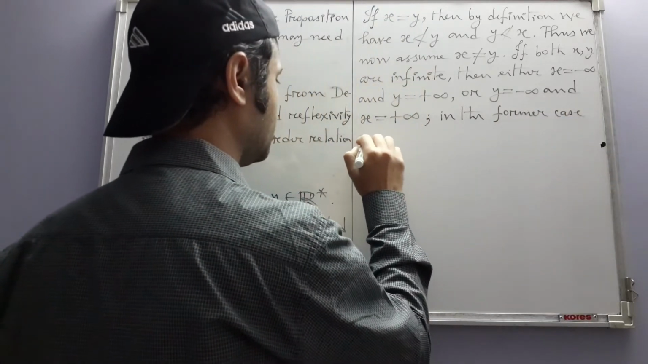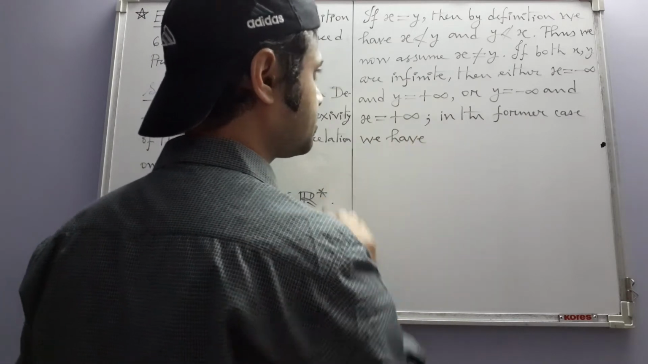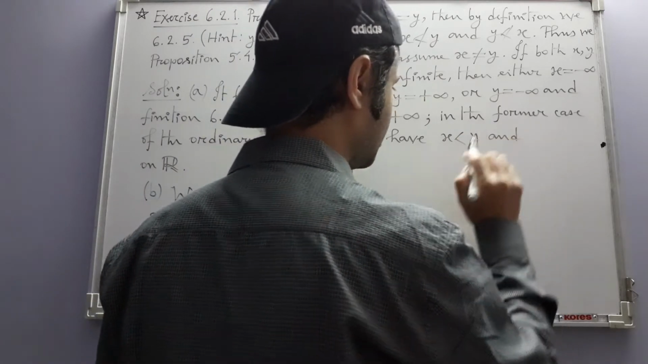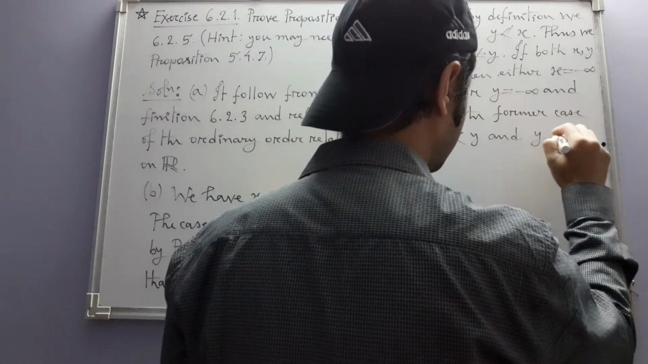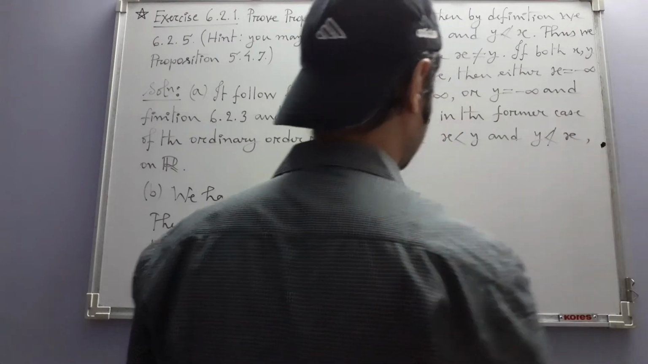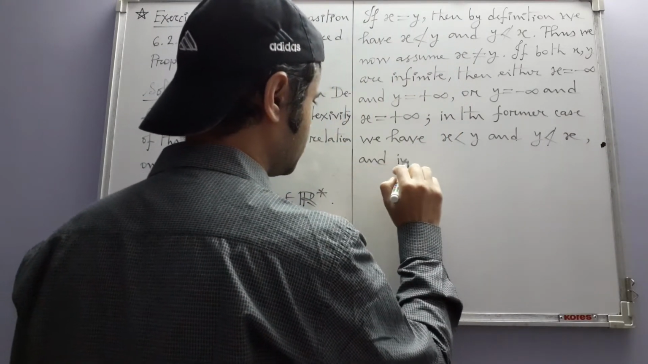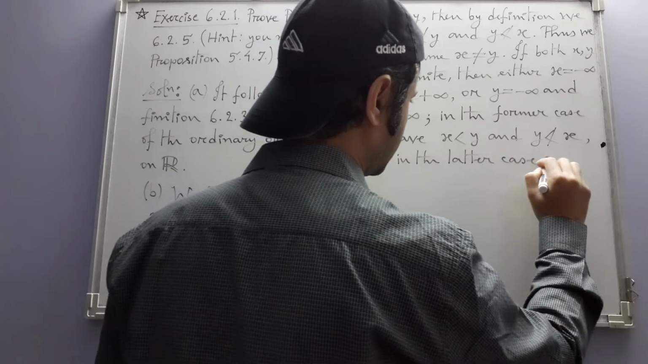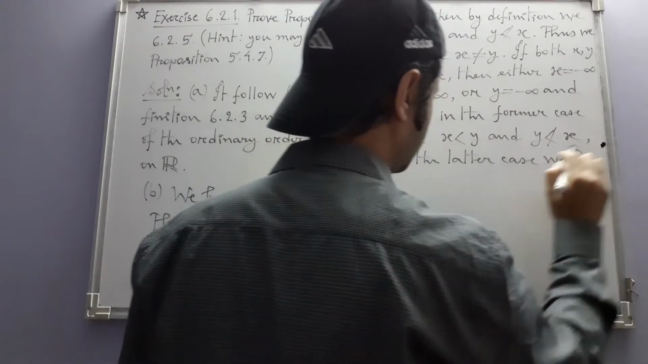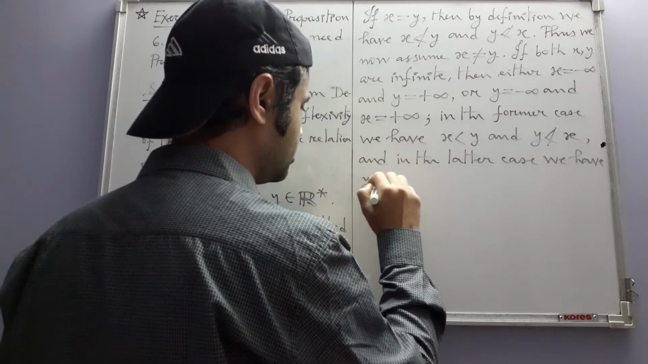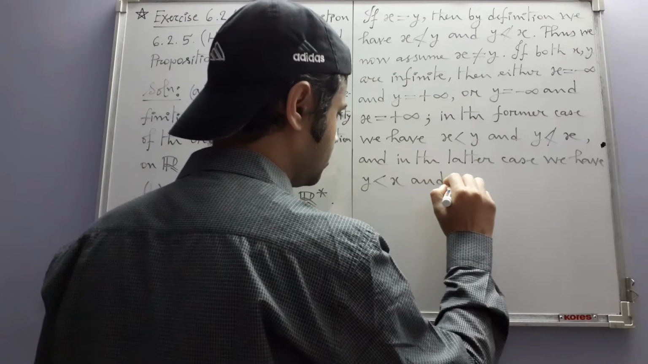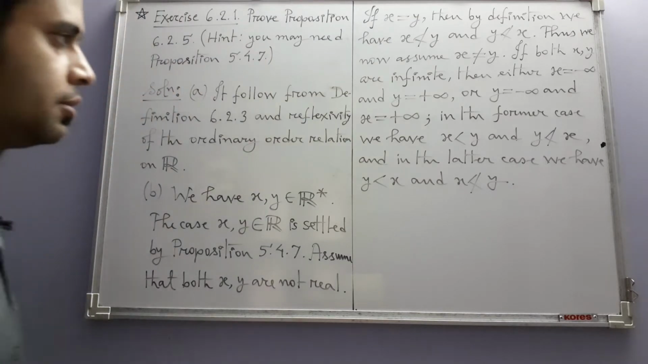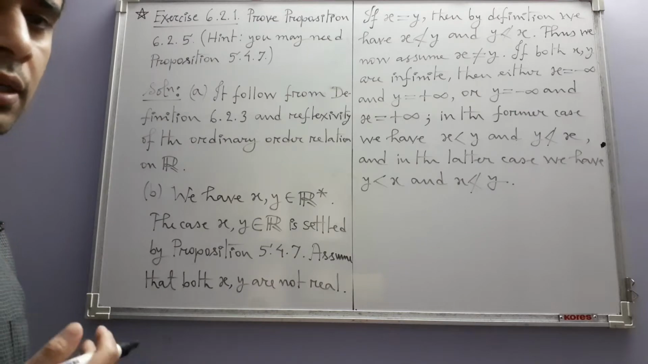In the former case, we have x less than y, and at the same time it's also important to mention that the other is not possible: y not less than x. And in the latter case we have the opposite, that is y is less than x and x is not less than y. Okay, so this is when both x and y are infinite.